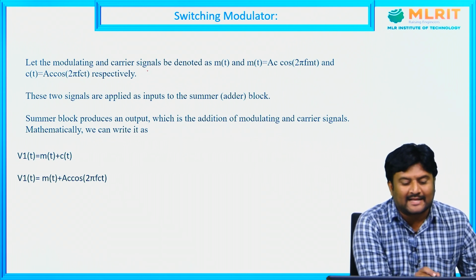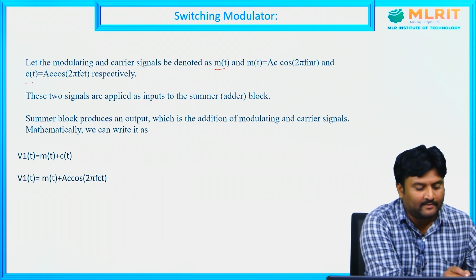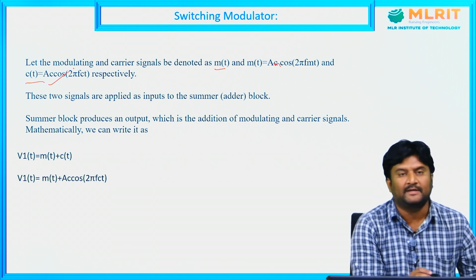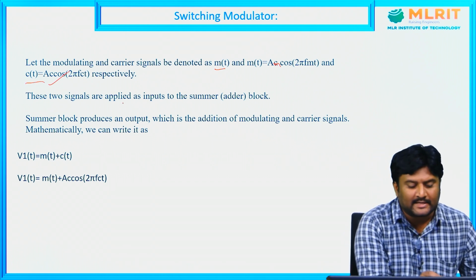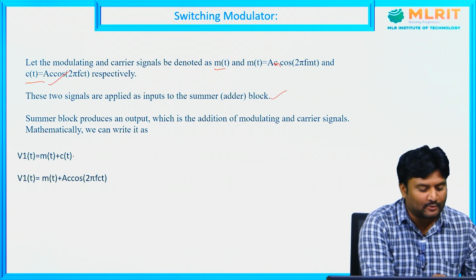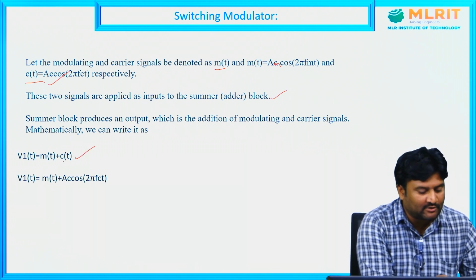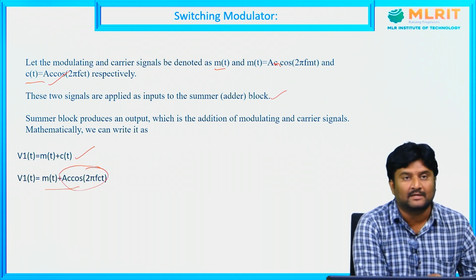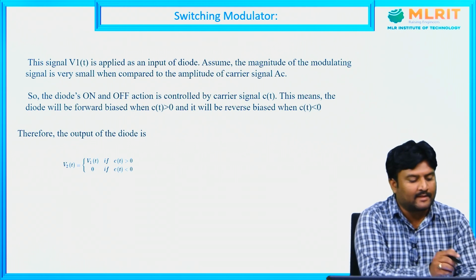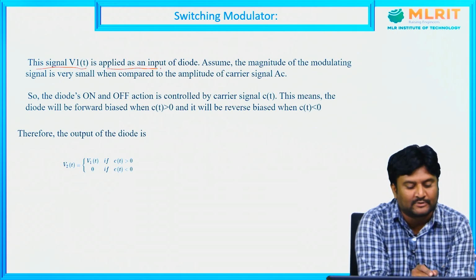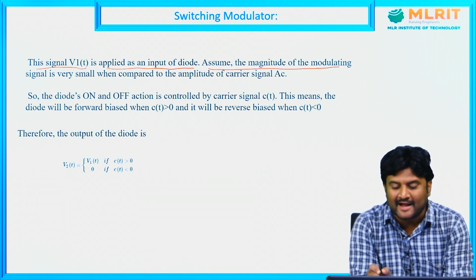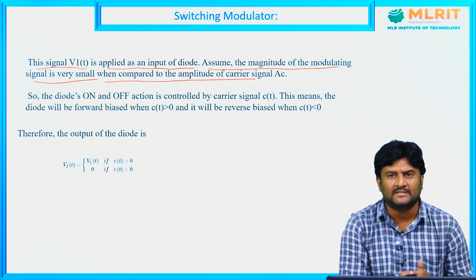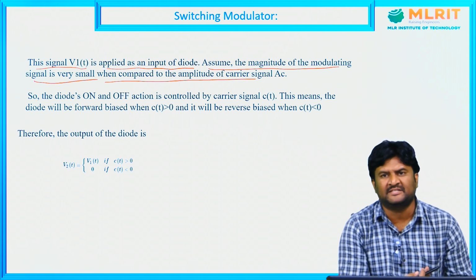Let the modulating and carrier signals be denoted as M of t and C of t. You know M of t is AM cos omega mt and C of t is AC cos 2 pi fct, respectively. These two signals are applied to the input of the summer. The summer block produces the output V1 of t, where V1 of t is equal to M of t plus C of t. Here I am taking only the carrier amplitude varying, that's why M of t plus AC cos 2 pi fct. Then this signal V1 of t is applied to the input of the diode. Assume that the magnitude of the modulating signal is very small compared to the amplitude of the carrier signal.